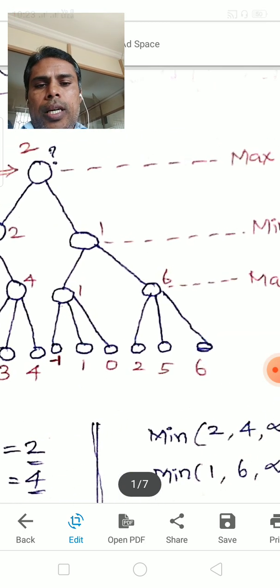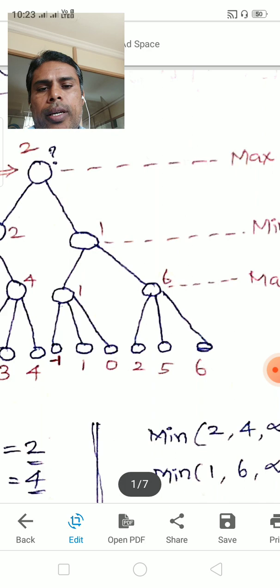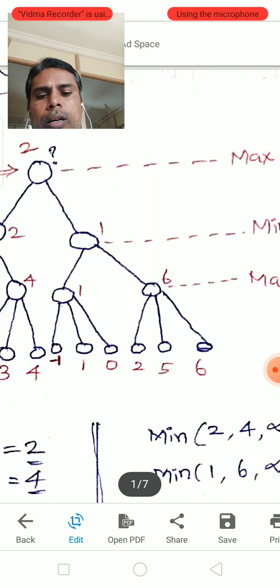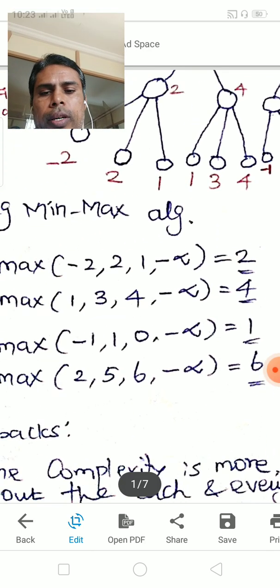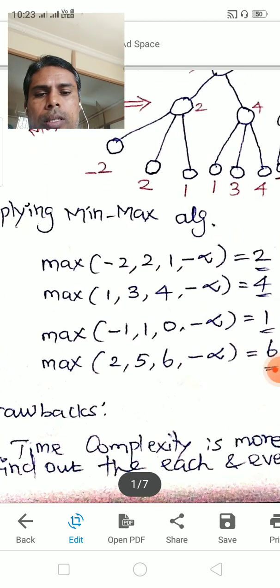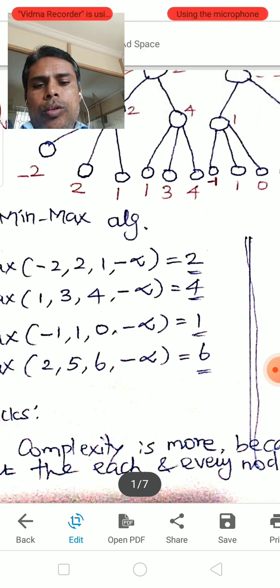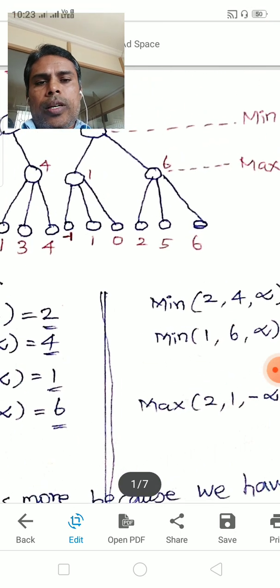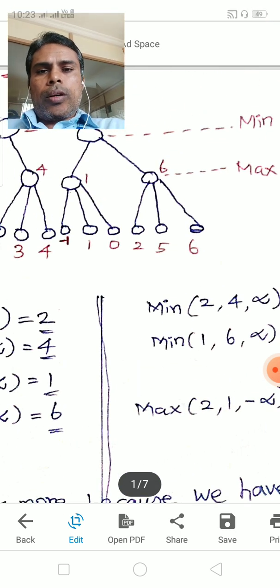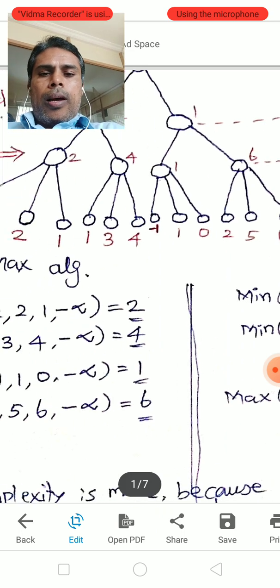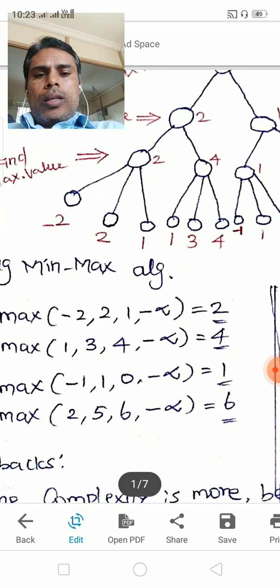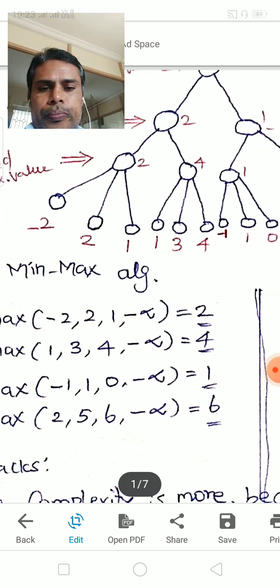The right side has three children, 2, 5, 6, and minus infinity. From these four values, which one is the highest? 6 is the maximum value. Therefore this node has the value 6. So this is the answer for these nodes of the given tree.